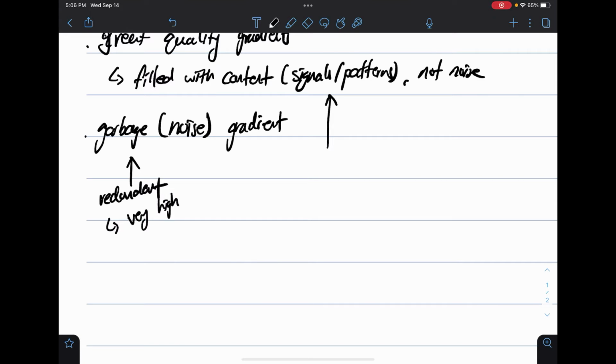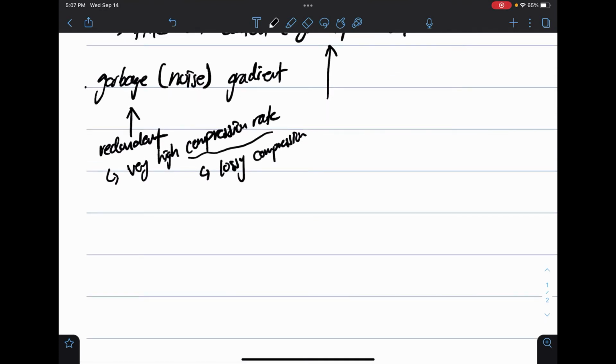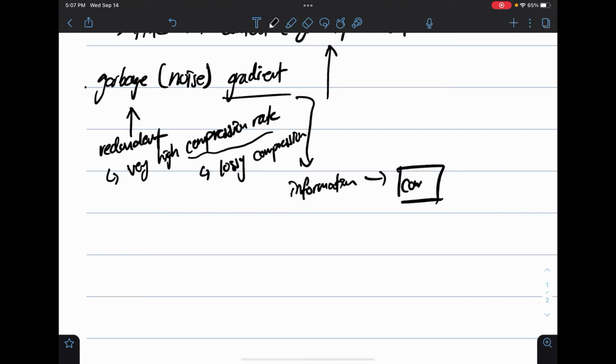a very high compression rate, where we're not talking about lossless compression, but lossy compression. What that means is, let's say we consider a gradient as information content, as a file. You could consider a gradient as files or information, and you're using a lossy compression algorithm to compress it. And this is lossy.